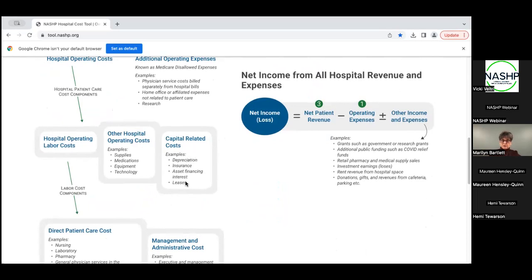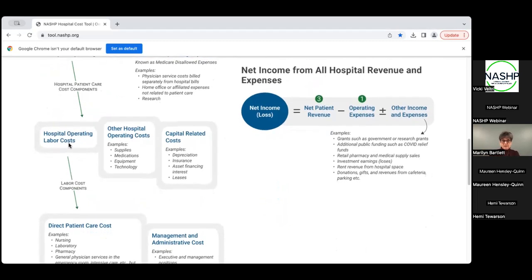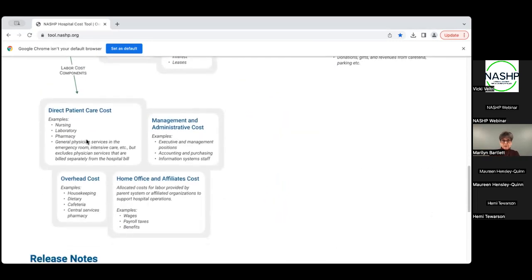And these will just be the expense items. So depreciation, insurance, leases. We're now taking labor into 4 categories: direct patient care labor, your nursing, your laboratory, general physician services. That is direct with the patient. There's also management and administrative costs. Then there will be home office and affiliates costs for labor to support the hospital operations. And finally, we have overhead, which is housekeeping, dietary, etc.